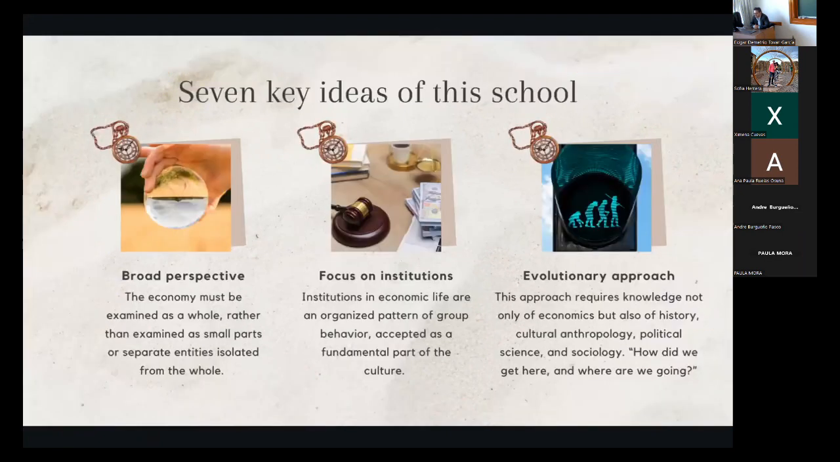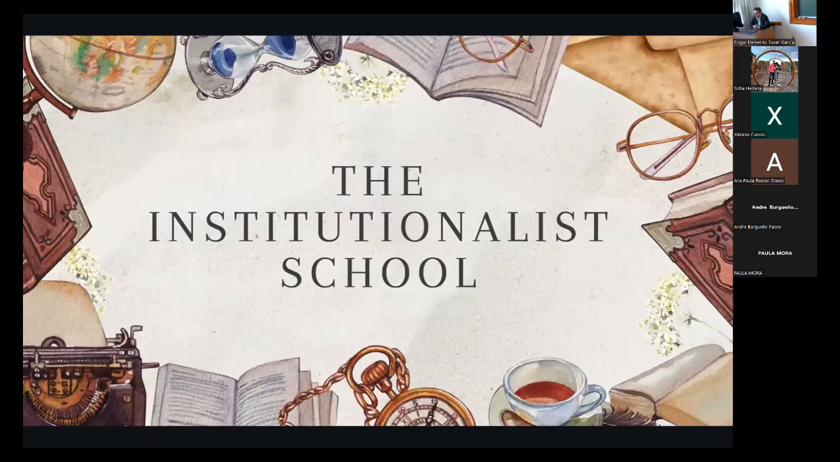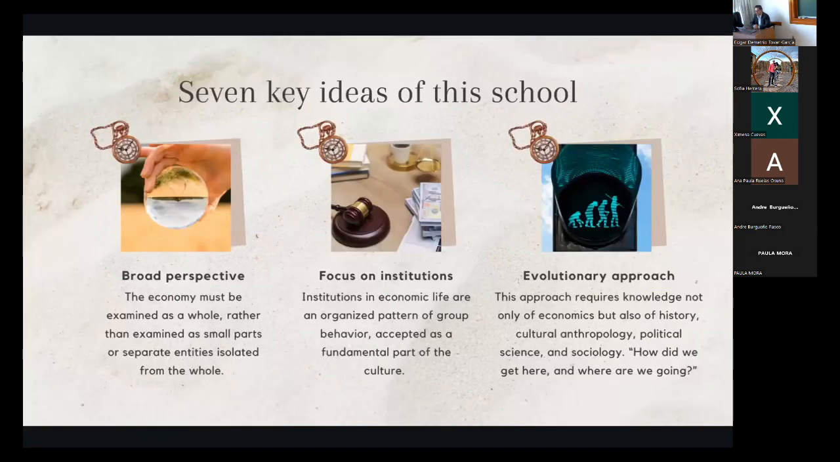Okay, so today we're going to talk about the Institutionalist School. Next slide, please. Can you change? Thank you. A little bit of historical background.